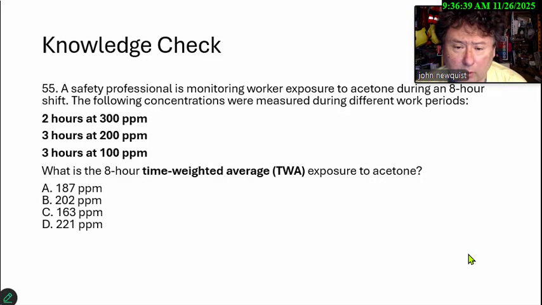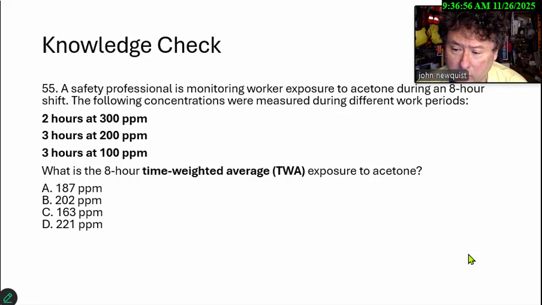Safety professionals monitoring worker exposure to acetone during an 8-hour shift. The following concentrations were measured during different work periods: 2 hours at 300 ppm, 3 hours at 200 ppm, and 3 hours at 100 ppm. What's the 8-hour time-weighted average to acetone?